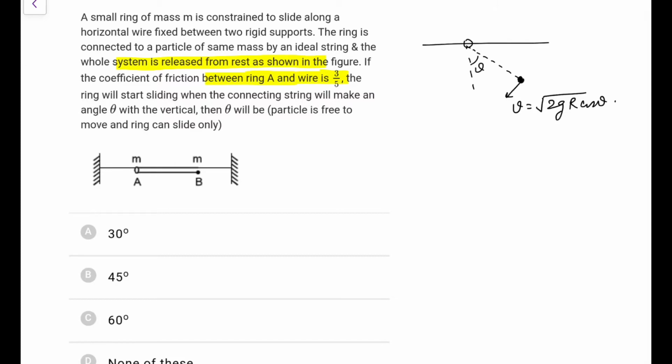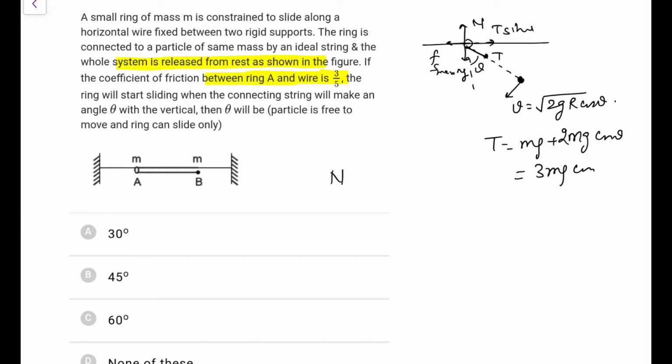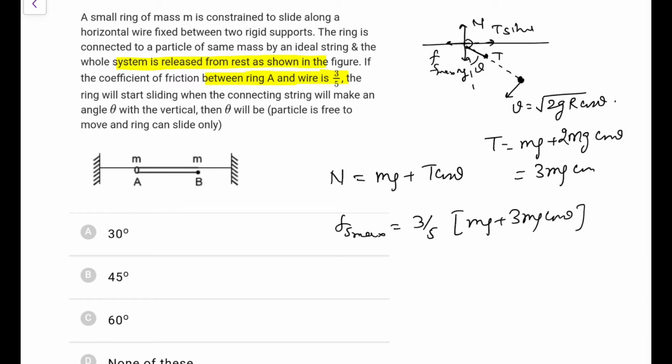So what we can make out, the tension in the string will be mg plus mv square by r, that is equal to 2 mg cos theta. So that is 3 mg cos theta, that is the tension, and this is pulling it like this. And if I take this component, it is T sin theta, this is now ultimately balancing this fs max. And for fs max, if I apply, n would be equal to mg plus T cos theta. So fs max would be equal to mu sn, that is 3 by 5 into mg plus 3 mg cos theta. So this is one of the equations.